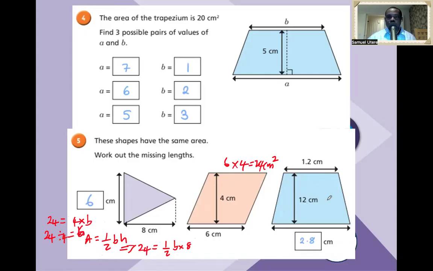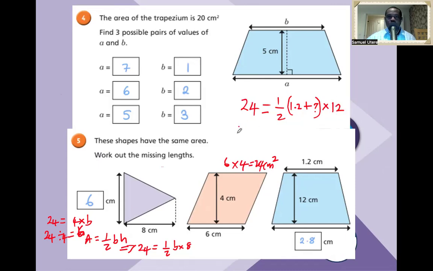Now this one is the trapezium. So we know the area, so we'll set it out the way we write the formula. So 24 is equal to half. We're going to add these two parallel sides. We know one of them, 1.2, plus we don't know the other one, so put a question mark there, times the perpendicular height between them, which is 12.